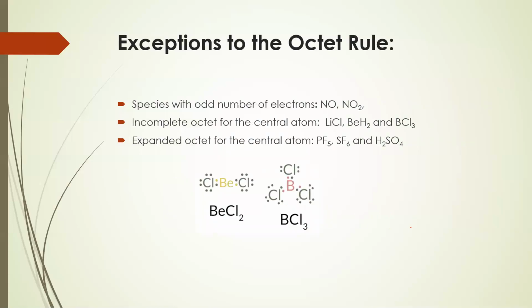Next, what are the exceptions to the octet rule? Here are a few exception cases for the octet rule. The octet rule says the central atom after forming the bond must have 8 electrons. But here we can see a few examples where the central atom has attained a stable configuration but has not satisfied the octet rule.